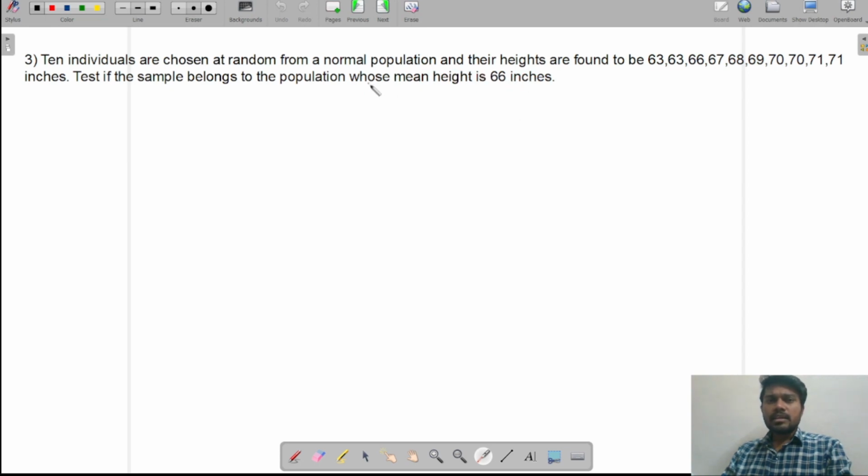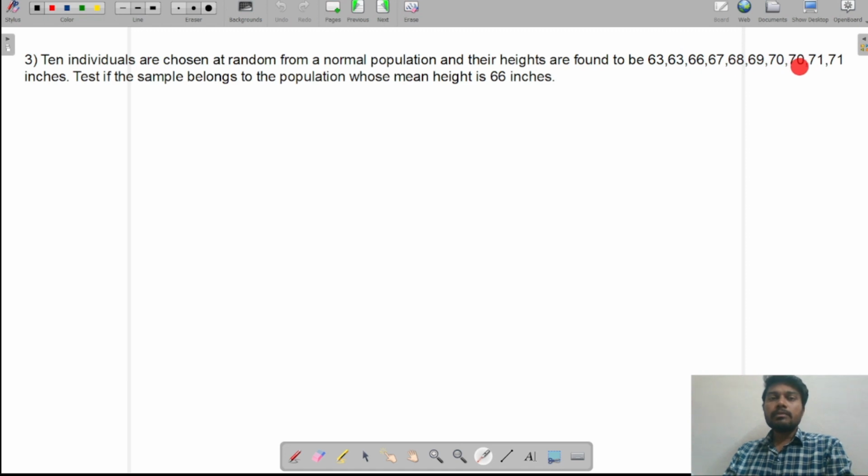Can I say that the question gives only the population mean mu equal to 66 inches? Yes, only this value, the population mean, is given directly. But the sample size, the sample mean, and the sample standard deviation s are not mentioned in the question. So what do I have to do now? Those values we have to pick from the given individual observations.